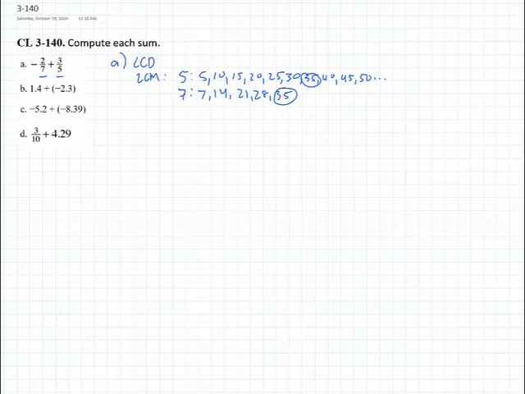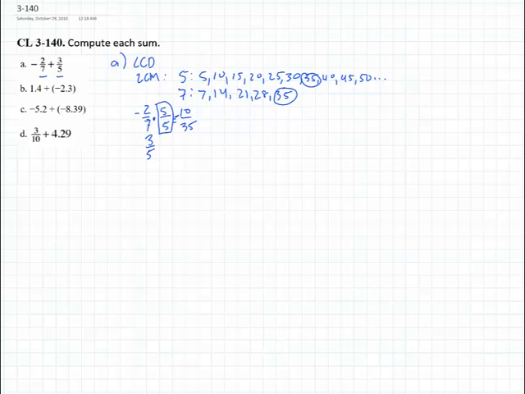Okay, so we have -2/7. Okay, we have to get a common denominator of 35. So what do we multiply 7 with to get 35? Well, I know 7 times 5 is 35, so we have to multiply the top by 5 also. 2 times 5 is 10, and this is still a negative, because this was a negative, so this is also negative.